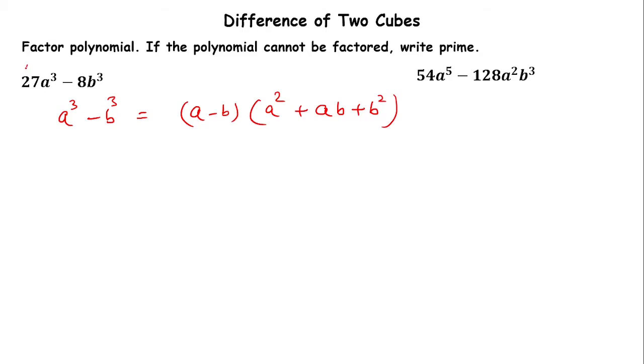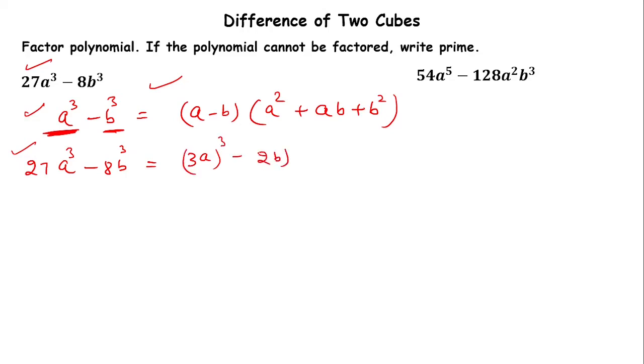So how do you solve this first question? We have 27a cube minus 8b cube. Remember, my dear, to use this identity, the first term and the second term both should be perfect cubes. If they are not perfect cubes, then you cannot use this identity. In this given question, a cube is a perfect cube, 27 is not, but we can make it. How? 3a whole cube minus 2b whole cube. Now use this identity.